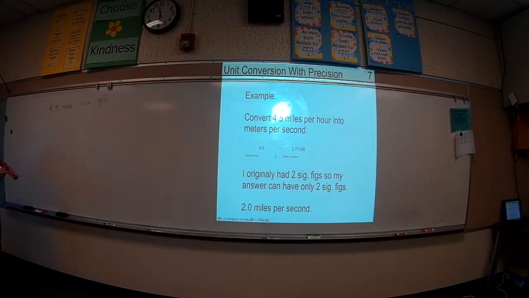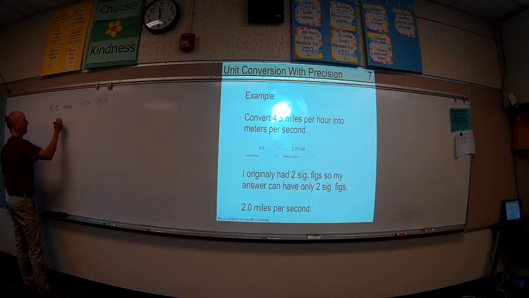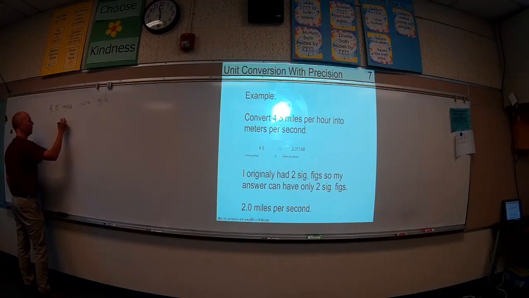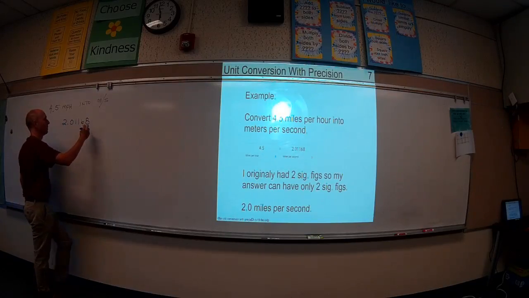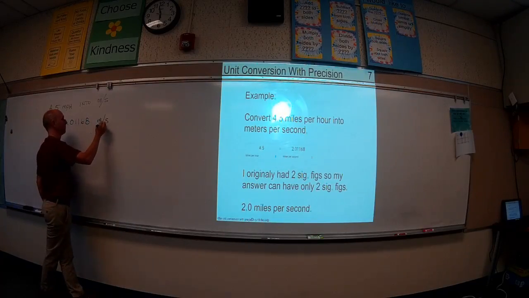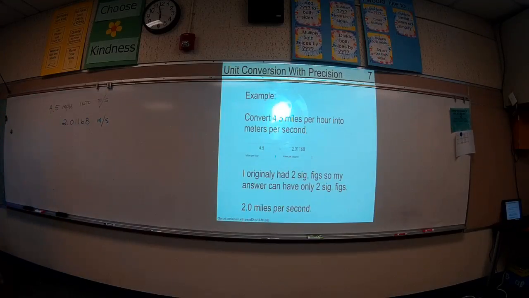Okay, JJ, so what is 4.5 miles per hour in meters per second? And give me all of the decimal places. Okay, 4.5 miles per hour is equal to 2.01168 meters per second. Give it to me again. 2.01168. Yeah, meters per second. That's what Google tells you.